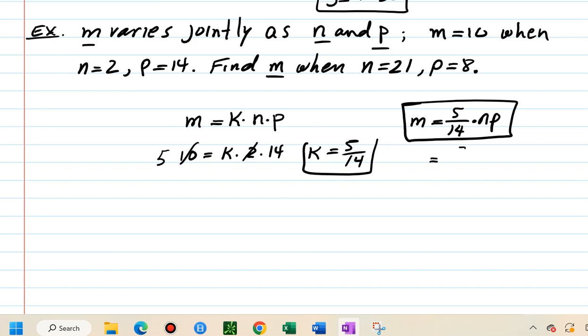We want to find m. That's going to be 5/14 when n is 21 and p is 8. Okay, so let's see. Let me divide the 2's. That would be 7. This would be 4. And yeah, 7 times 3 is 21. So that's going to be 60. The whole thing is 60. So I would expect m to be 60 with that given information.